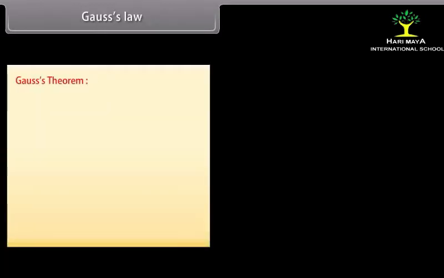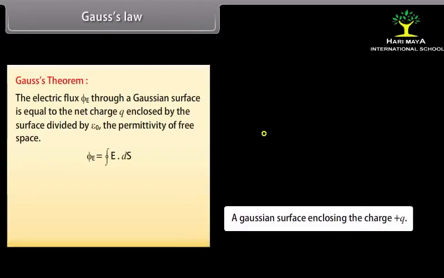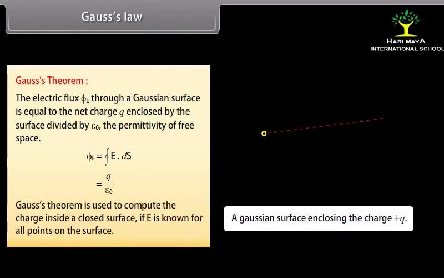Gauss's Law. Gauss's theorem: the electric flux phi E through a Gaussian surface is equal to the net charge Q enclosed by the surface divided by epsilon naught, the permittivity of free space. Gauss's theorem is used to compute the charge inside a closed surface if E is known for all points on the surface.